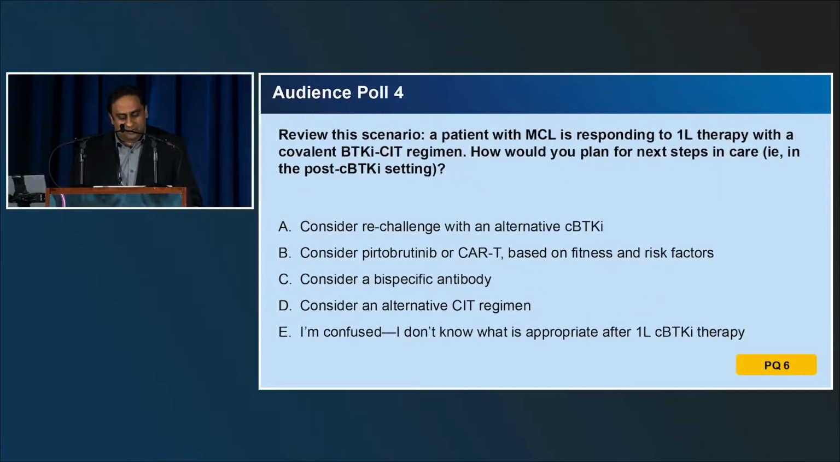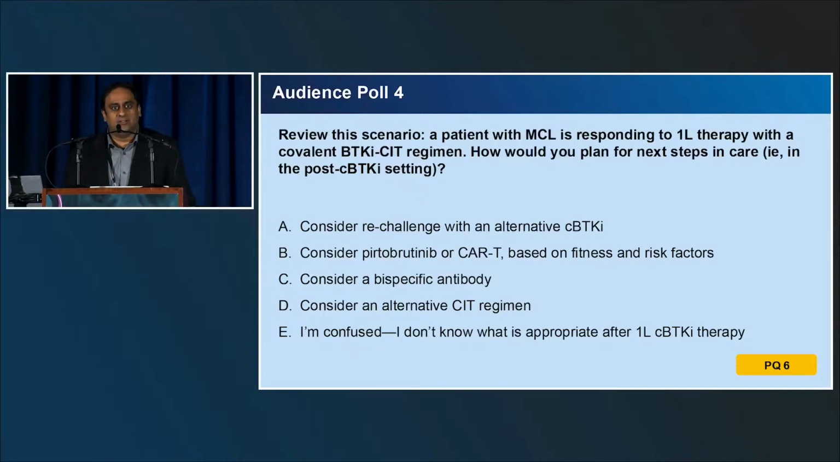And then we're sort of taking this same scenario, and you have a patient with mantle cell who's responding to first-line therapy with a covalent BTK inhibitor with chemoimmunotherapy. How would you plan for next step in care in the post-BTKI setting? So should they relapse? I'm going to open the poll again. Would you re-challenge with a different BTK, use pirtobrutinib or CAR T, consider a bispecific antibody, consider an alternative chemoimmunotherapy, or I don't know. And you're going to learn here today what our options are.